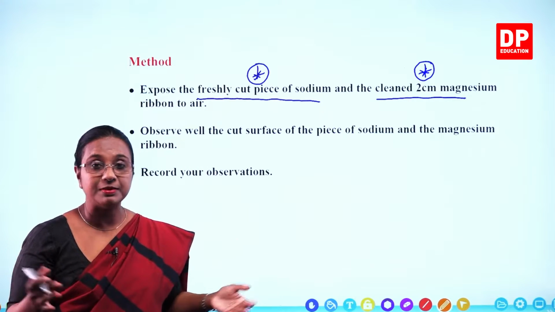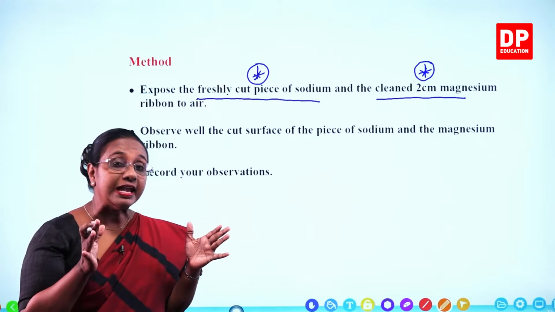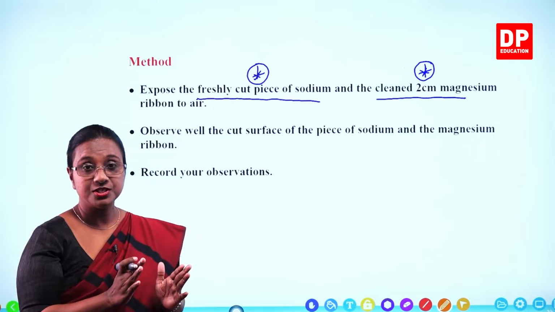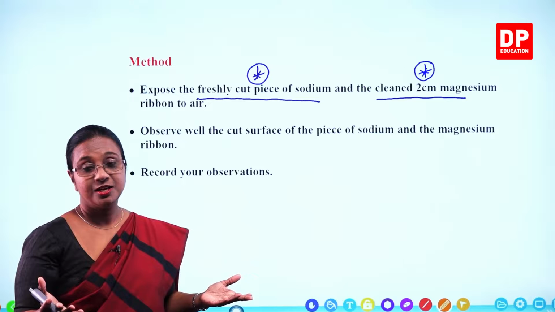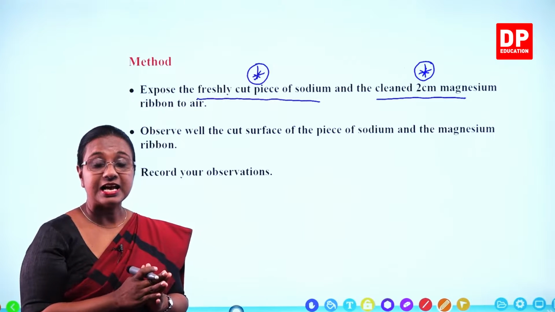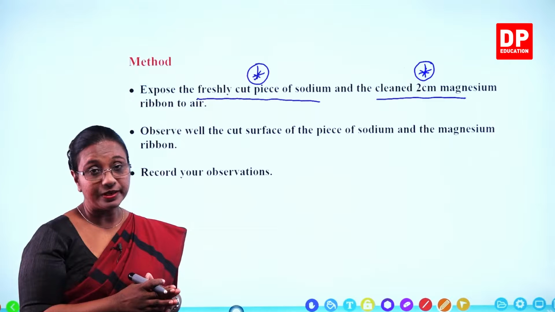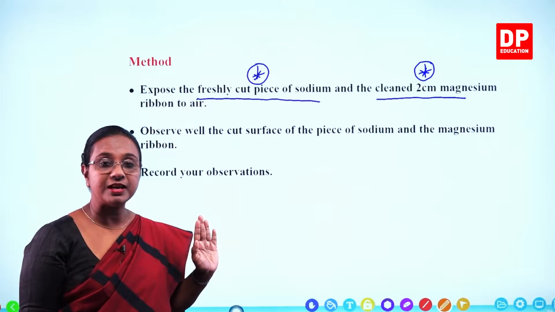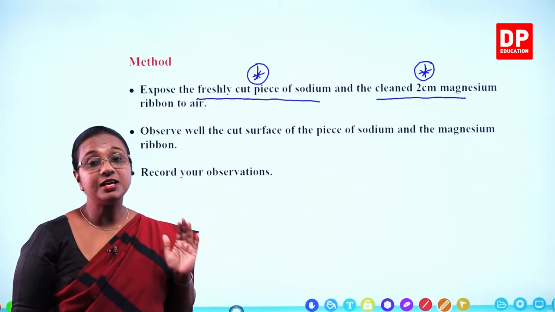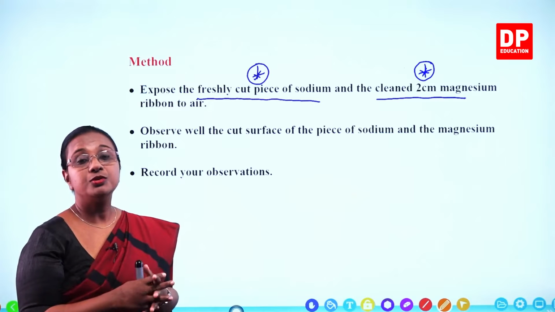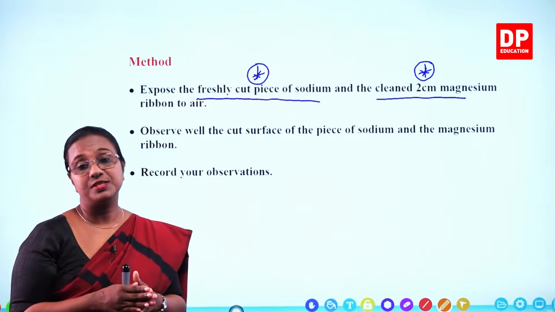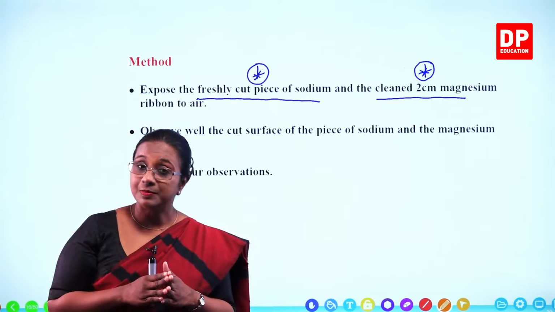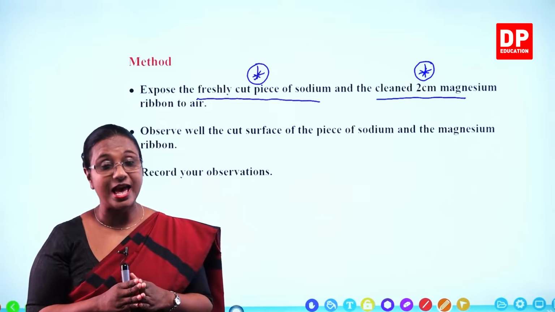When they say observe well, you need to keep it for some time, say 10, 15, 20 minutes, even half an hour, and observe it. There you will see a change or there may be no change. From that only, we can decide how these metals react with air. So, a very simple activity: you need a clean piece of magnesium and a freshly cut piece of sodium. Keep them on 2 watch glasses and observe them for some time.